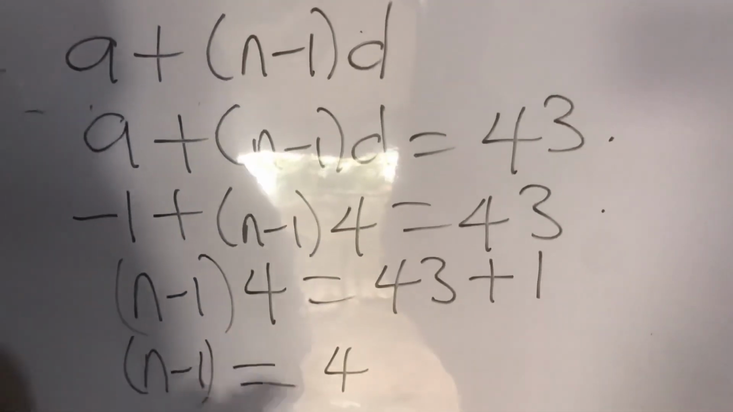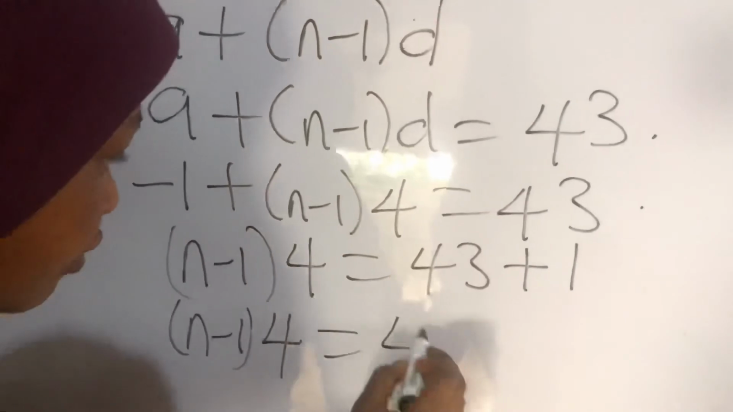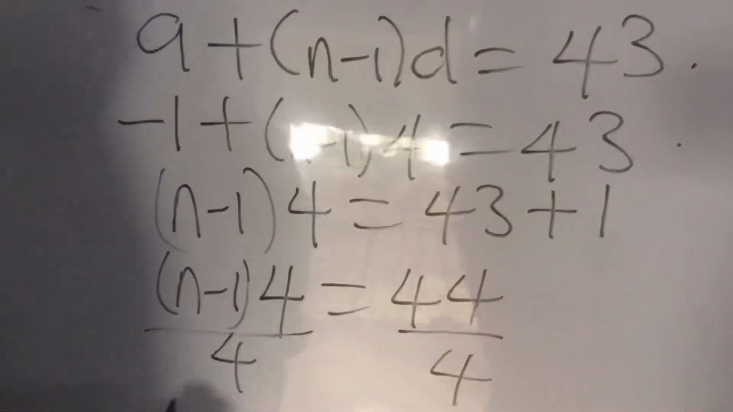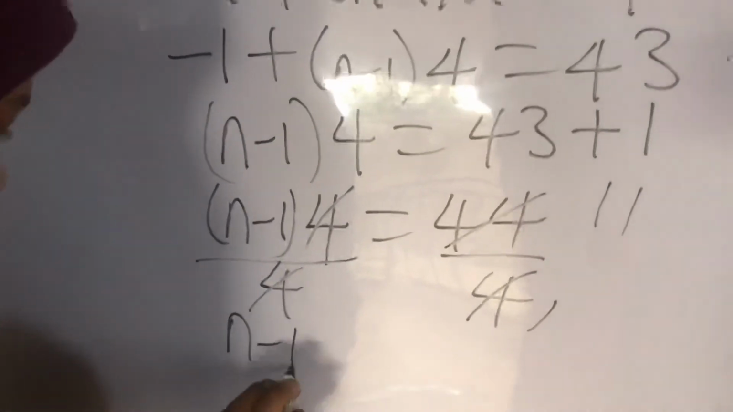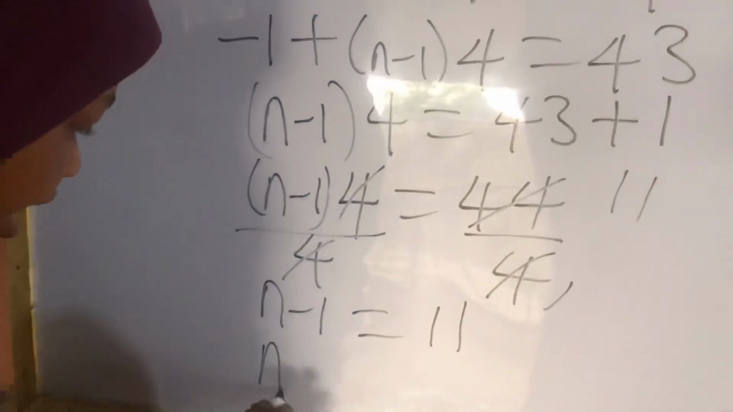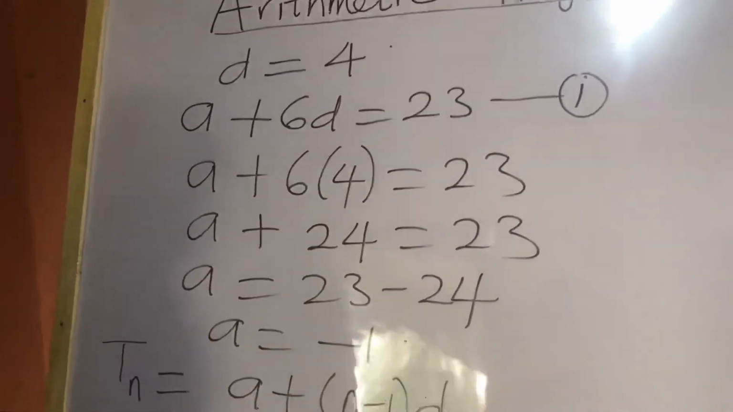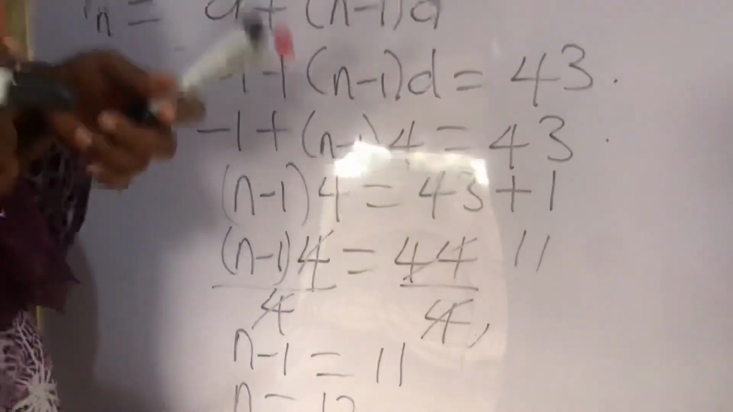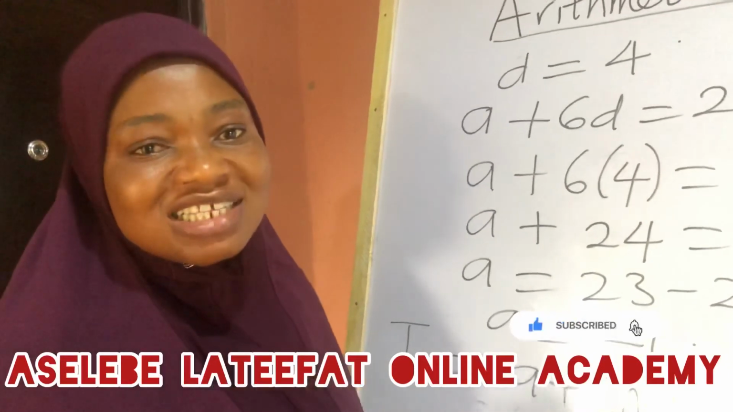So (N minus 1) times 4 is equal to 44. Divide both sides by 4. 4 cancels 4, and 44 divided by 4 is 11. So N minus 1 is equal to 11, and N is equal to 12. So we have gotten A to be equal to minus 1, D to be equal to 4, and N to be equal to 12. If you look at it, it's somehow logical, but if you take your time and be patient with it, you are good to go. Till I see you in the next class, thank you and God bless you.